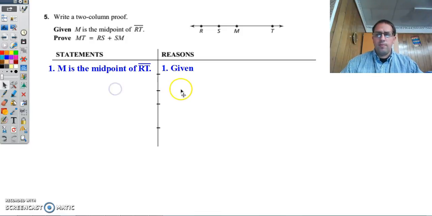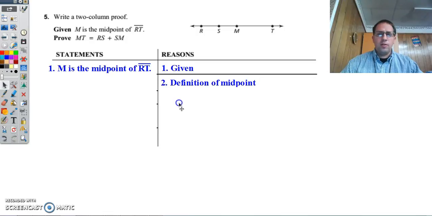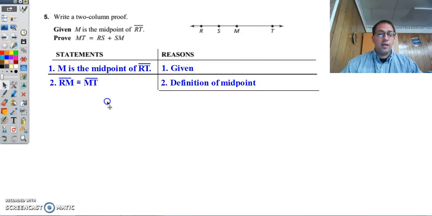From this, what can we conclude? Midpoint. What do I know about midpoints? Well, I do know the definition of a midpoint: it divides a segment into two congruent segments. So I can say that I now have two congruent segments. Segment RM is congruent to segment MT. Okay, that might be useful. I did want to talk about segment MT, so I've got something about that. What else can we conclude from this?